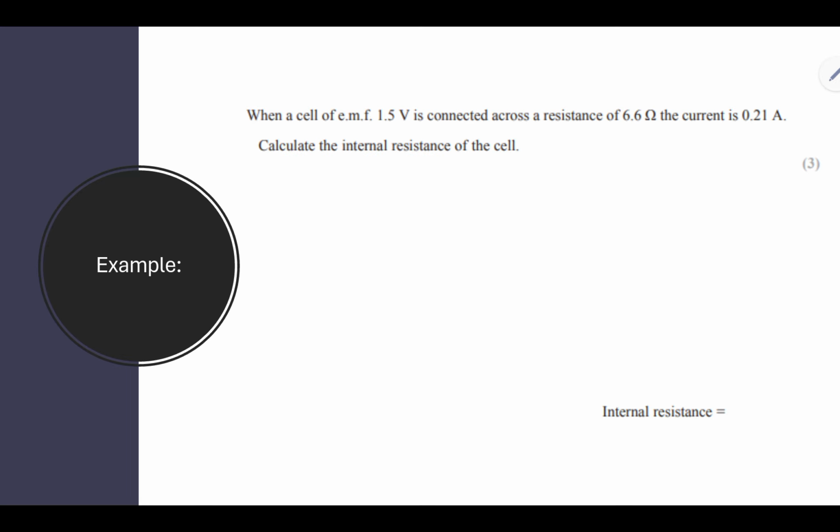So now we'll be going on to the second example exam style question, where it states, when a cell of EMF 1.5 volts is connected across a resistance of 6.6 ohms, the current is 0.21 amps. Calculate the internal resistance of the cell. So first of all, we want to find the voltage going across the resistance of 6.6 ohms. So to do that, we just need to use V equals IR, where I is 0.21 and R is 6.6. So we just multiply them together.